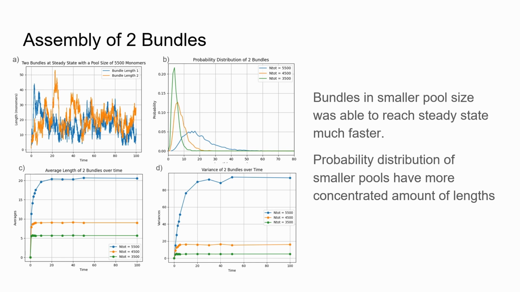Graph C depicts the average length of the two bundles over time. The blue line, the one with the highest pool size of 5,500, has the biggest average bundle length. And graph D is very similar to the one bundle model, with the blue line taking a while to get to a consistent variance and having the highest variance out of the other pool sizes. Overall, this isn't really that surprising of a result, because at the end of the day, we're just adding more filaments into the pool, meaning that all the behavior should just stay consistent.